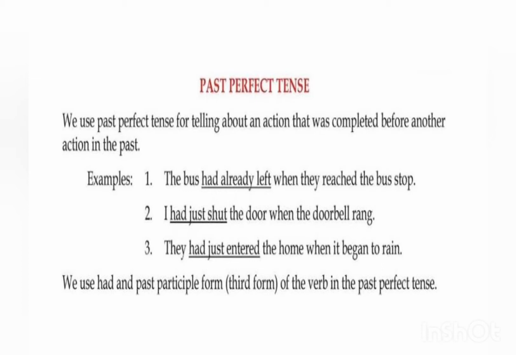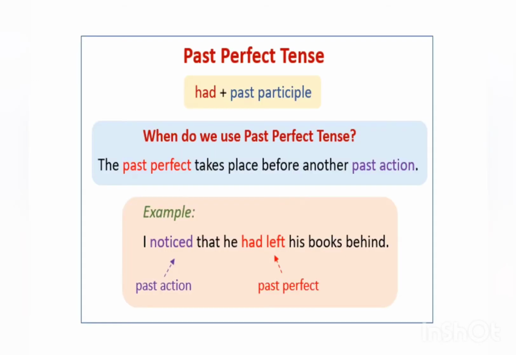I had just shut the door when the doorbell rang. They had just entered the home when it began to rain. And we have used had and the past participle form. That is the third form of the verb in past perfect tense. See, children, you use had plus you use past participle. That is the third form of the verb.